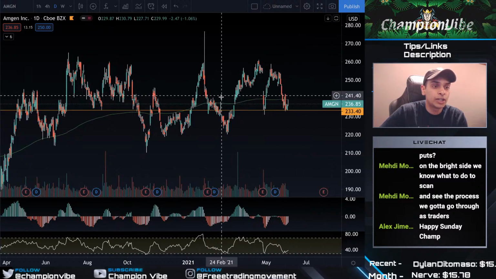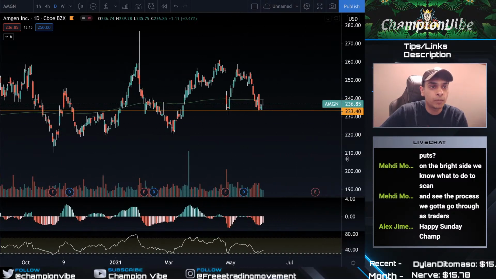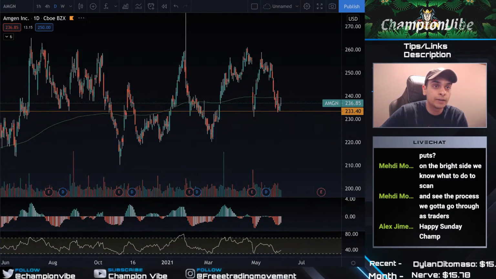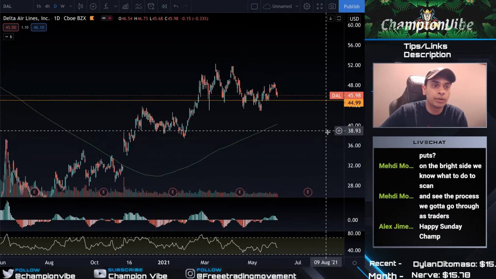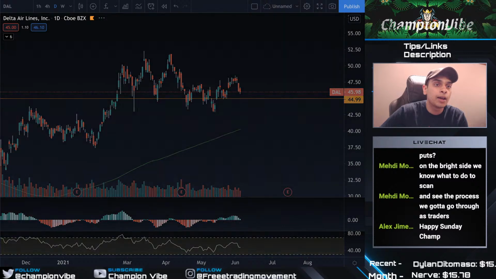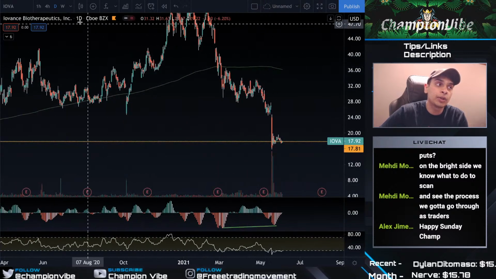Then we have AMGN. This one, I don't know about a swing trade, but it could be a really quick trade off of the support area at 233. That's AMGN. Then we have Delta, another one that I don't really know about a swing trade, but could be a nice quick day trade, you know, options trade off of 45 if it gets there. And finally, IOVA. This one needs some work.